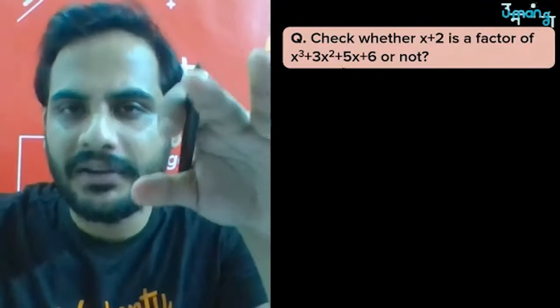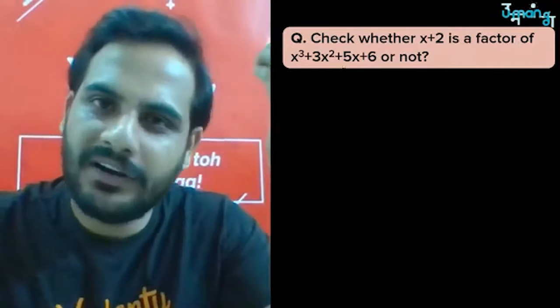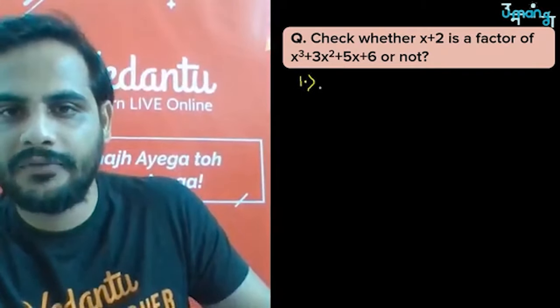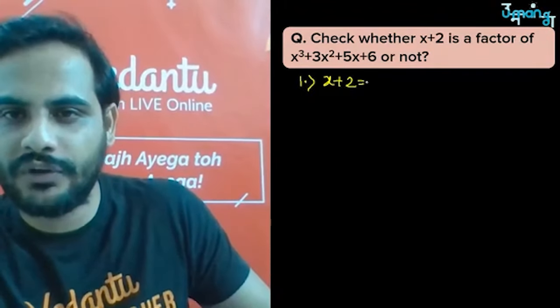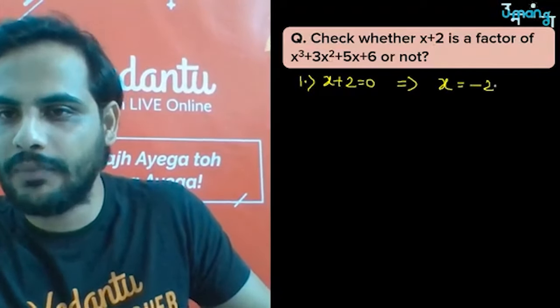So when I use remainder theorem, if remainder is equal to 0, x plus 2 is a factor. If remainder is not equal to 0, x plus 2 is not a factor. So let us do that. Step 1, make x plus 2 equal to 0, because x plus 2 is your divisor and this is your dividend. So x is equal to minus 2.